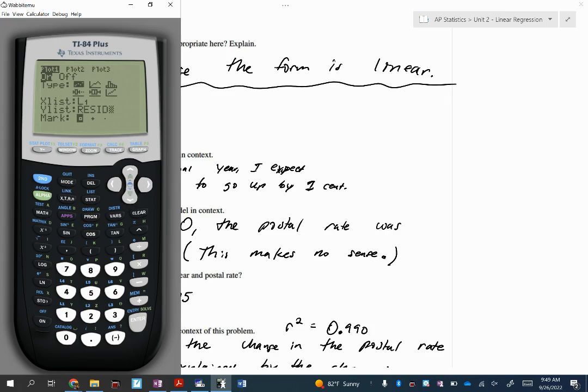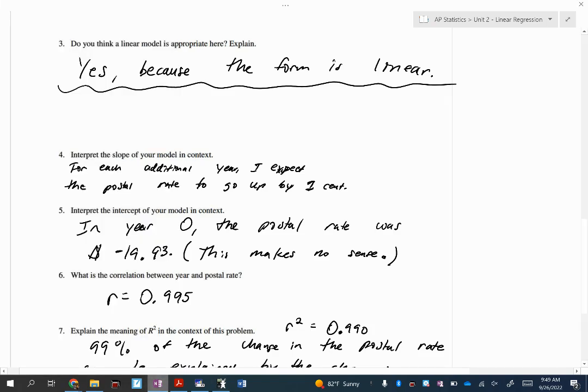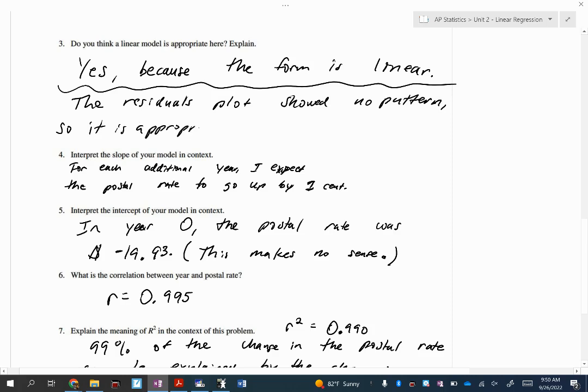All right, so now hit graph again, hit zoom 9. What do you guys think? Cloud. Looks like a cloud. So is it appropriate? You betcha. So the residuals plot showed no pattern. So it is appropriate to use this model.